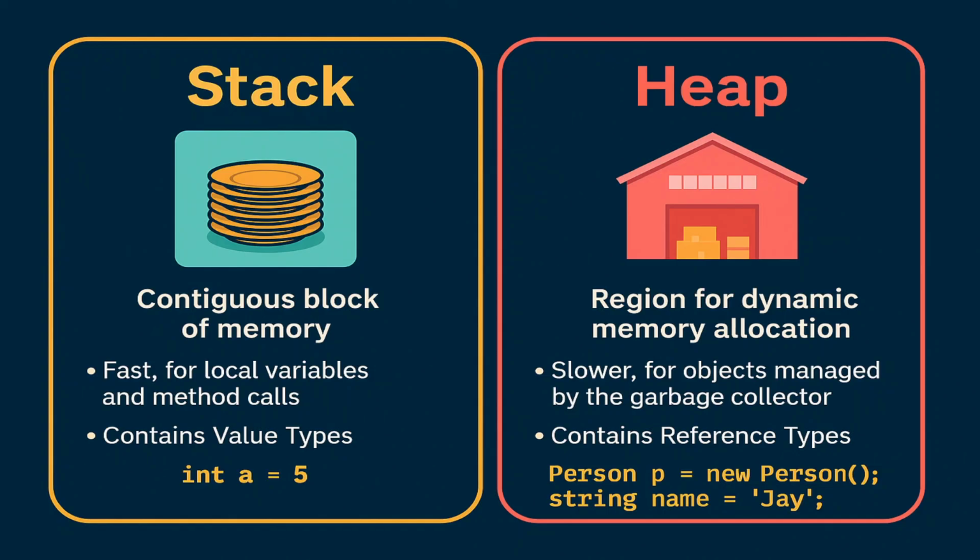So this is where your value types actually reside. For example, in this case, if you see int a equal to 5, the variable a and its value 5 are actually on the stack.